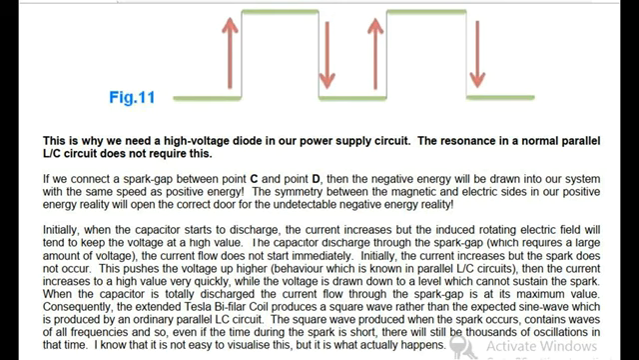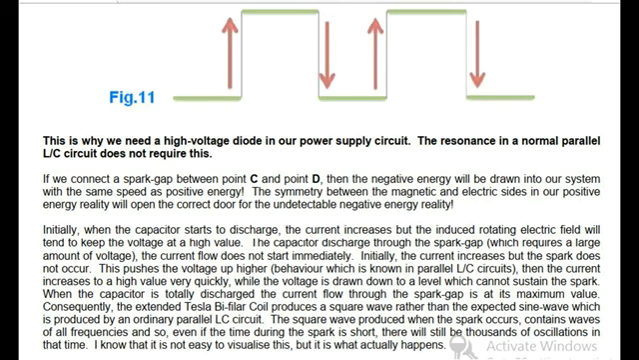This pushes the voltage up higher, behavior which is known in parallel L/C circuits. Then the current increases to a high value very quickly, while the voltage is drawn down to a level which cannot sustain the spark. When the capacitor is totally discharged, the current flow through the spark gap is at its maximum value. Consequently, the extended Tesla bifilar coil produces a square wave rather than the expected sine wave which is produced by an ordinary parallel LC circuit.